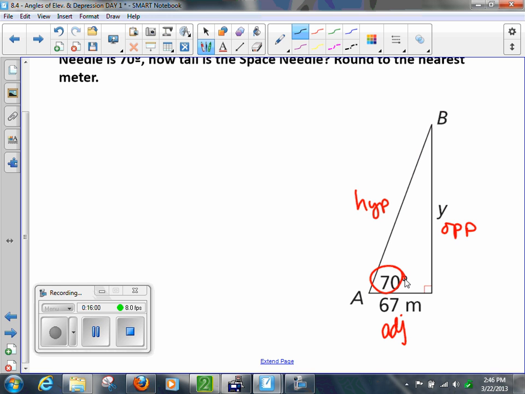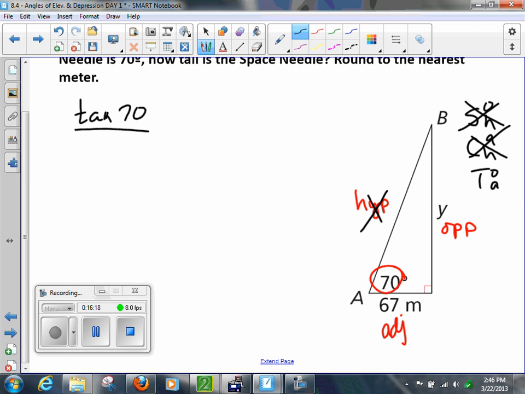What do I know absolutely nothing about? I don't know anything about the hypotenuse. Some old horse caught a horse taking oats away. I don't know anything about hypotenuse. I guess I'm going to have to use tangent. Tangent of 70 is equal to y over 67. Right on. Y'all agree with that? Isn't this the same thing we've been doing all week?